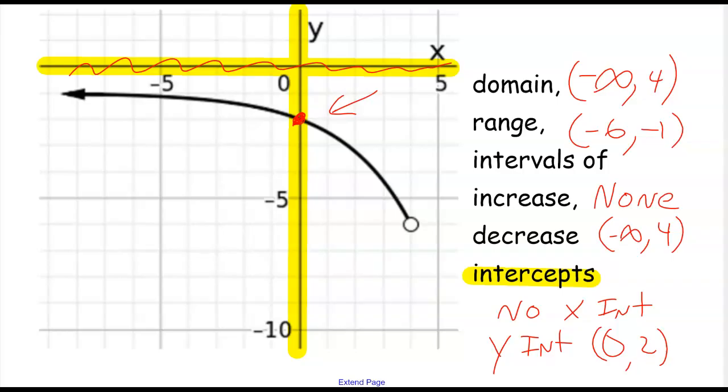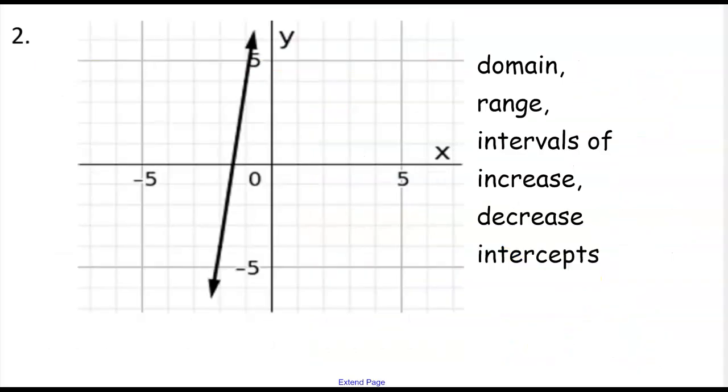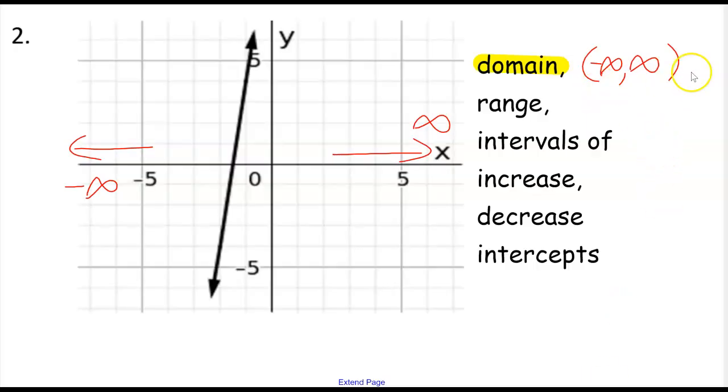Let's take a look at another problem. We want to find the domain. The domain is how far left and how far right. So this is going straight down, but it's not going straight down. It's going to the side. It's leaning to the left, and it's going to keep going to the left for infinity. So it's going to negative infinity. Same thing as it goes up. As it goes up, it's going to the right, to positive infinity. So the domain is negative infinity to positive infinity.